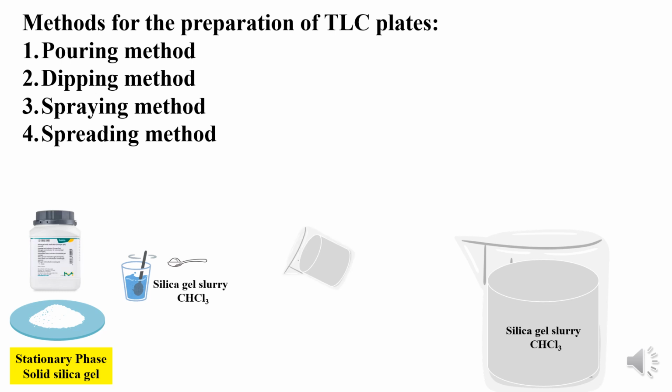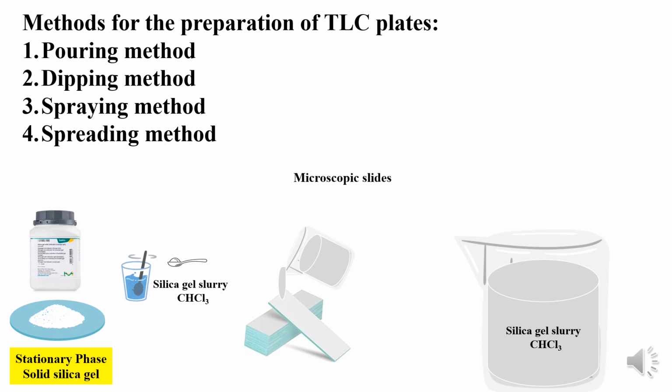Now in the pouring method, pour the prepared silica gel slurry over the top of the glass plates, and slowly you can see a thin layer of silica gel slurry is being applied over the glass plate. Now the disadvantage with this method is that uniform thickness of silica gel slurry cannot be obtained.